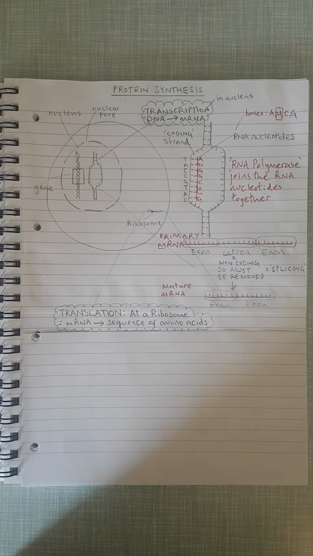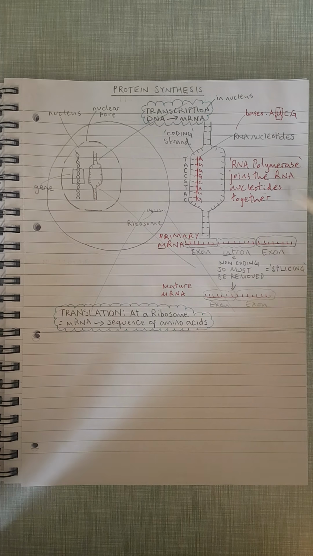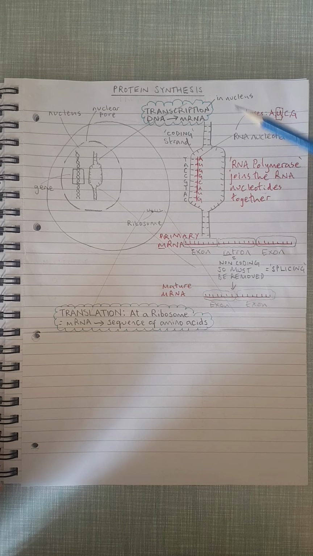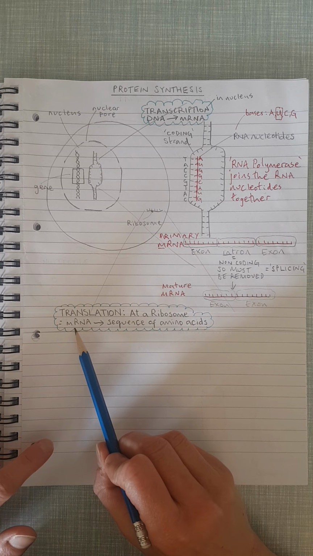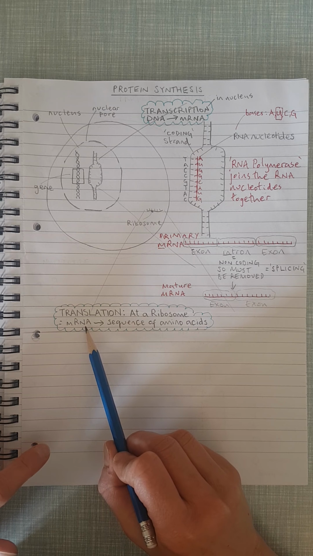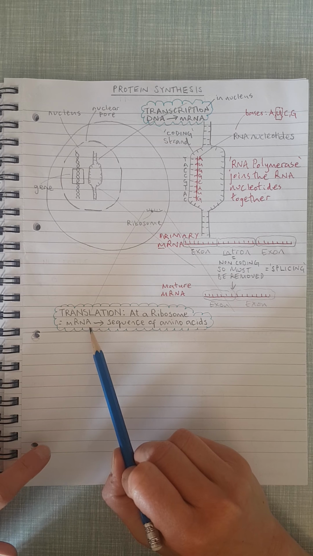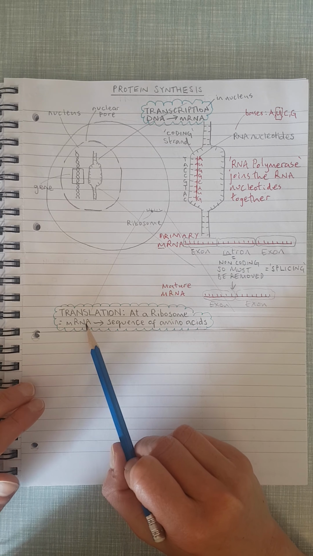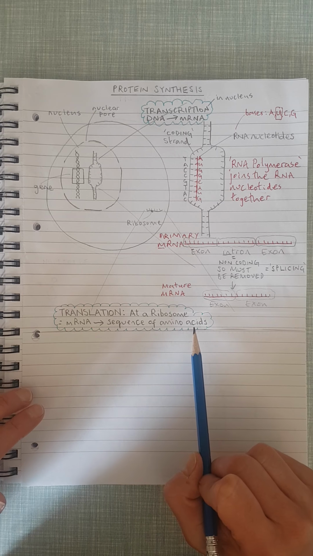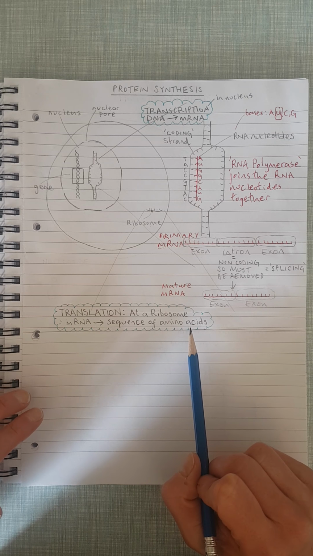So, part 2 of protein synthesis is where we take the mRNA that was produced in the first stage, transcription, and use the sequence of bases that's in the mRNA to determine the sequence of amino acids in a polypeptide.